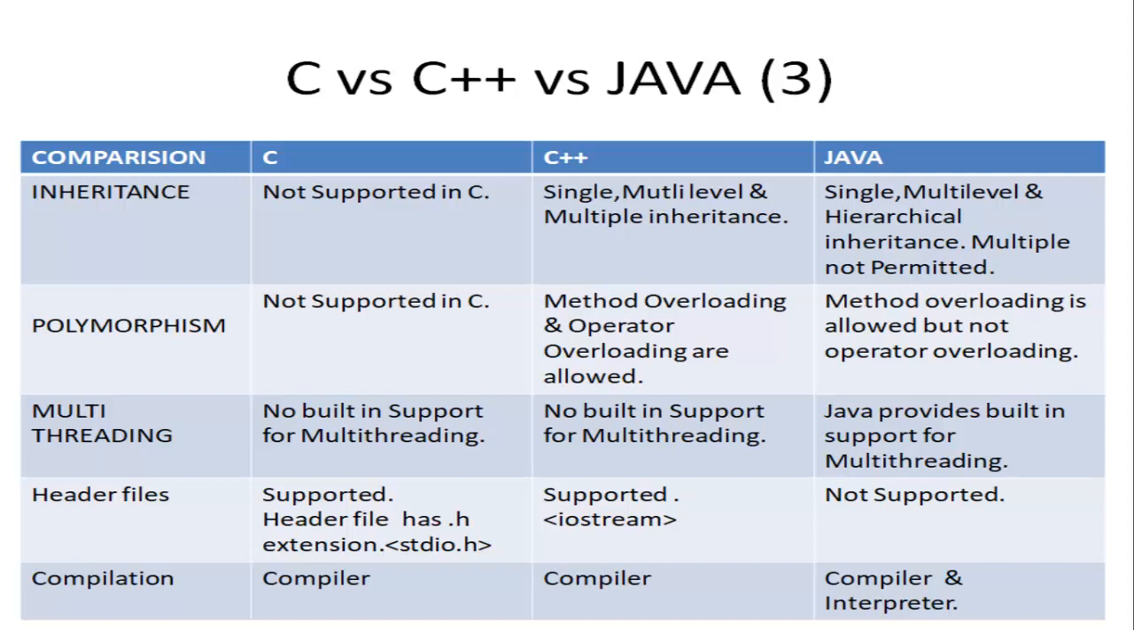Compilation. C source code files are always compiled into binary code by a program called a compiler, then executed. In C++, the compiler converts source code to object code the machine can read. Java is compiled by a compiler which converts source code to bytecode. Then an interpreter is used to convert it to machine language.